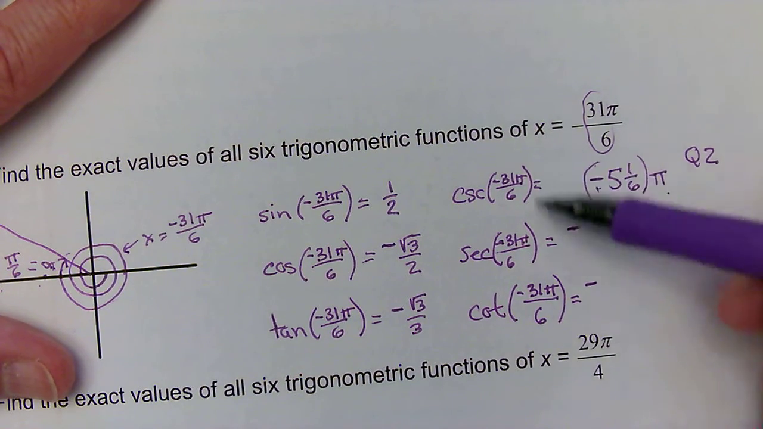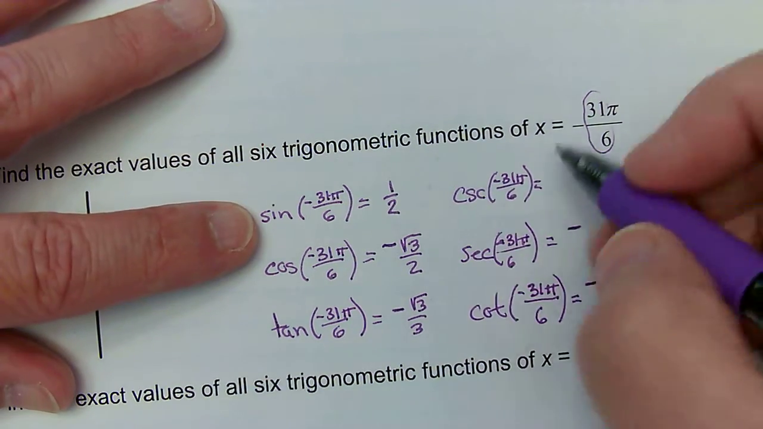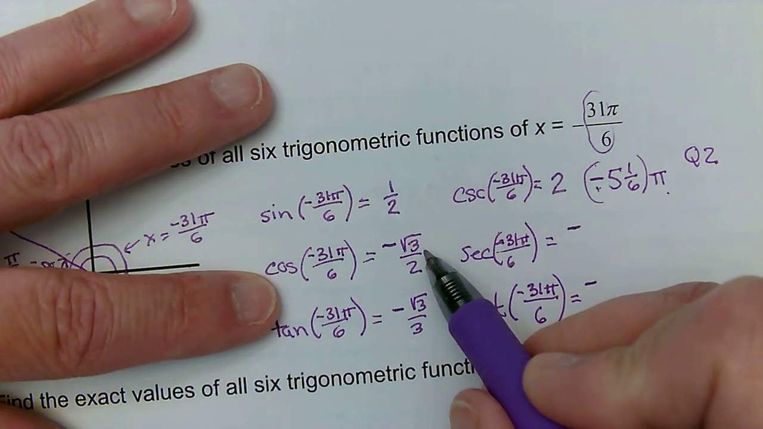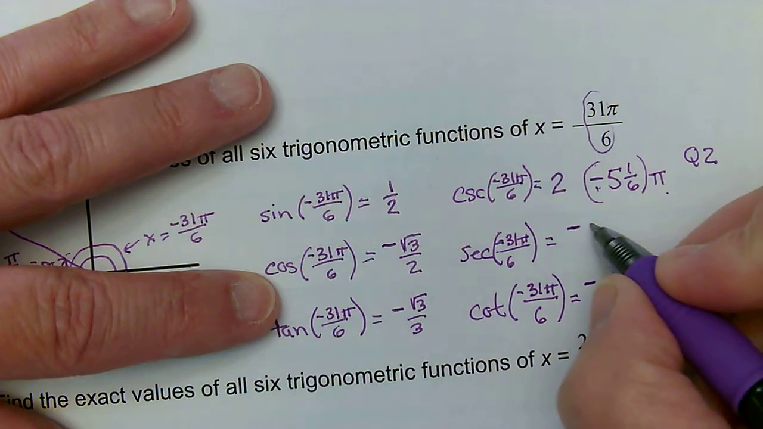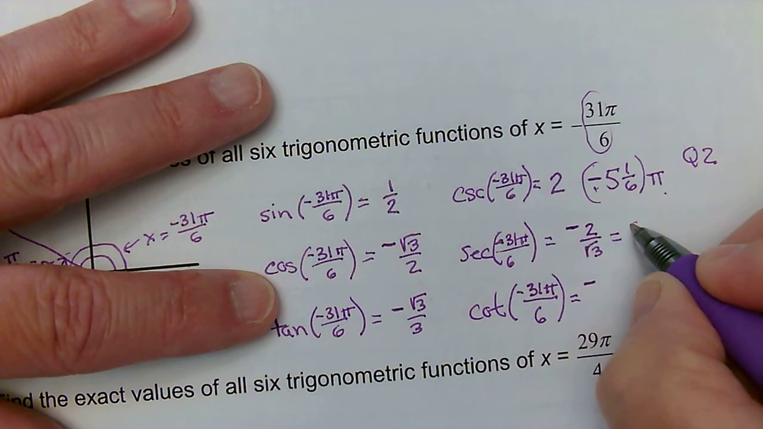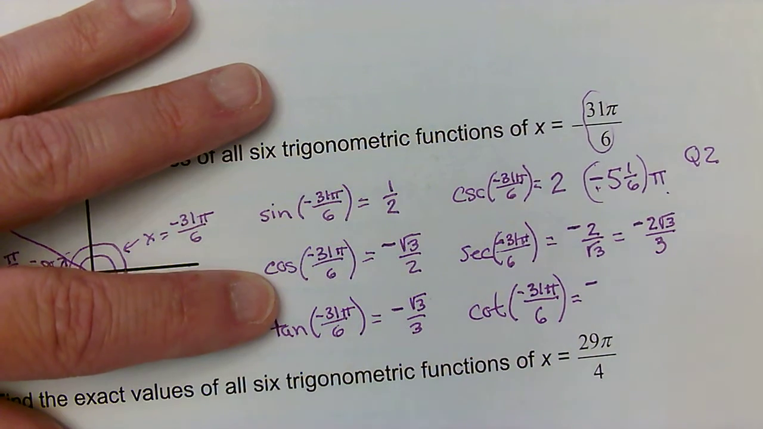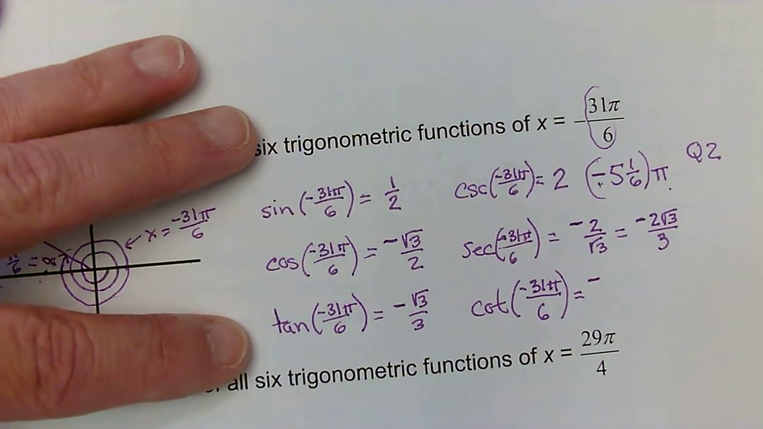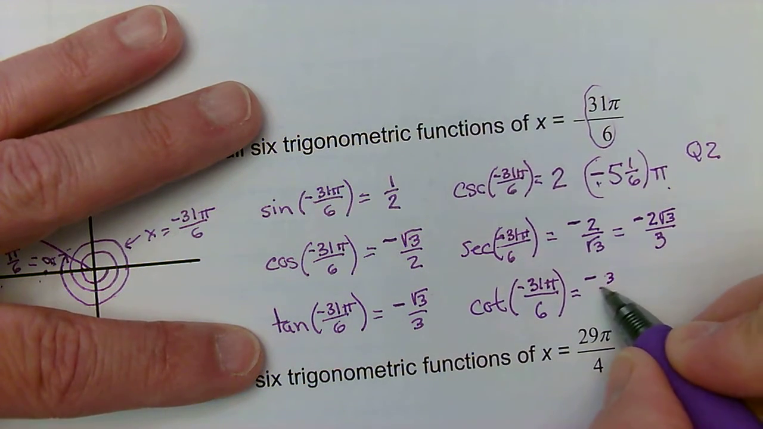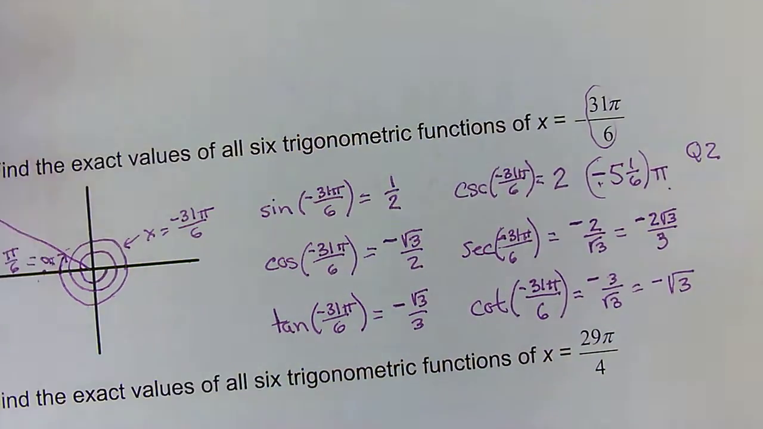And then to find the values for the reciprocal functions, I just take the reciprocals of these numbers. So the reciprocal of 1/2 is 2 over 1, which reduces to 2. The reciprocal of negative radical 3 over 2 is negative 2 over radical 3. And if you don't like the radical in the denominator, you can rationalize it by multiplying by the square root of 3 over itself. So the secant would be negative 2 square root of 3 over 3. The reciprocal of the tangent would be negative 3 divided by the square root of 3. Well, negative 3 divided by the square root of 3 is just the square root of 3.